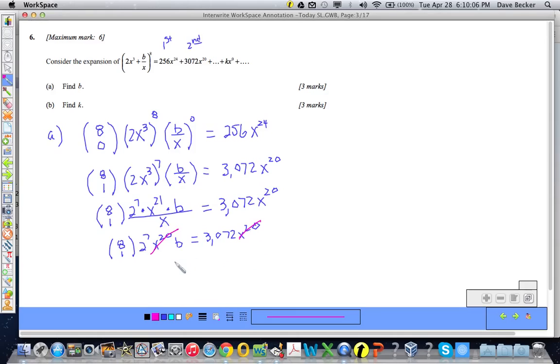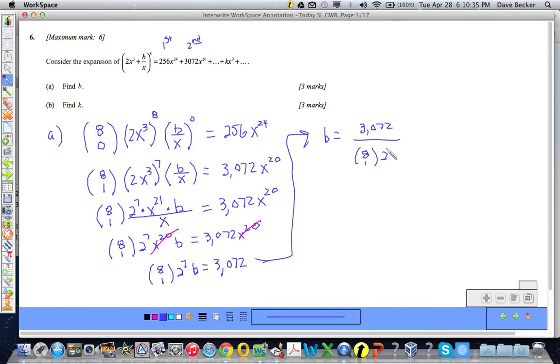Okay, so now I have 8 choose 1, which is 8 by the way, but I'm just leaving it there because I want to show you how to do it on the calculator. 2 to the 7th, b is equal to 3072, which means that b is equal to 3072 divided by 8 choose 1, 2 to the 7th. In other words, how many ways can you choose 8 objects one at a time? Well, that's clearly 8. Let's go ahead and figure that out.